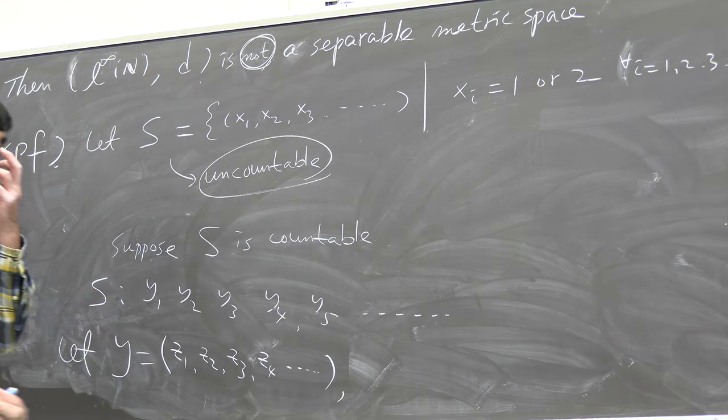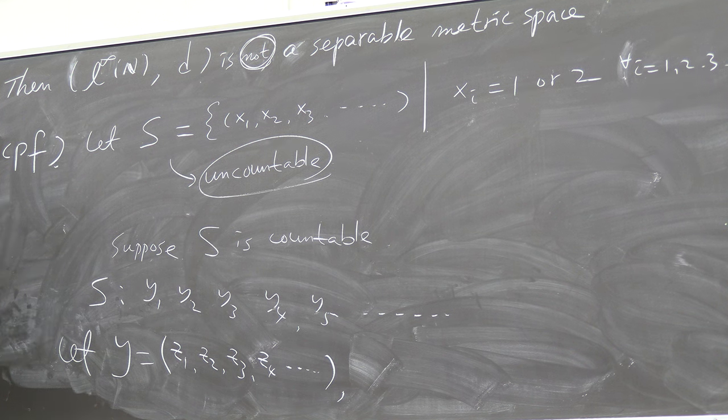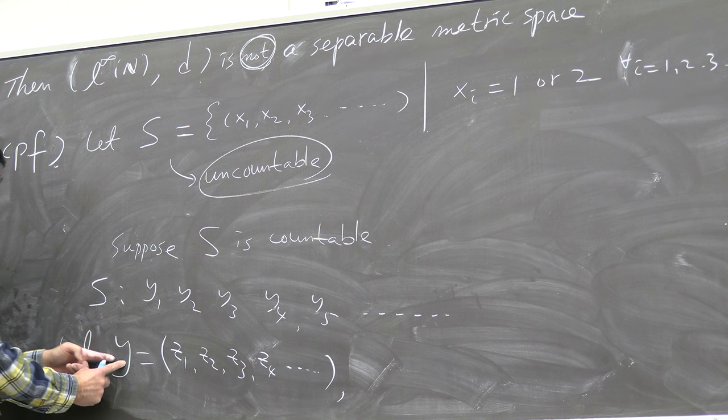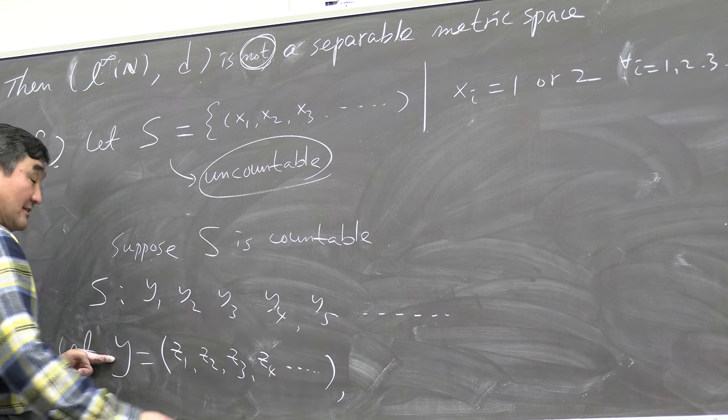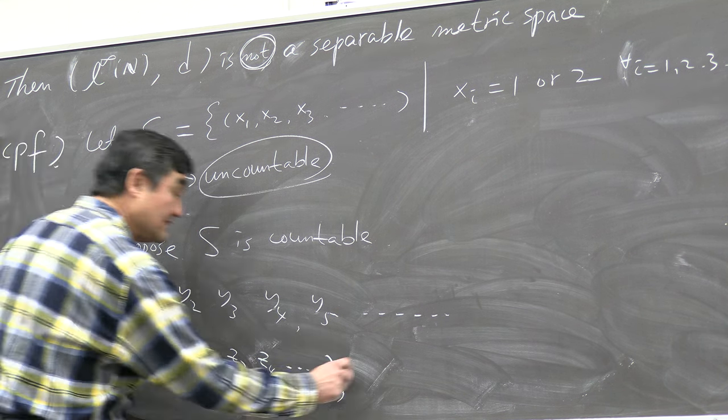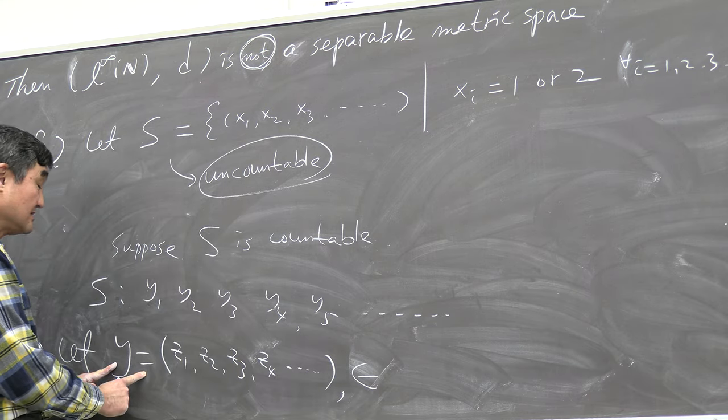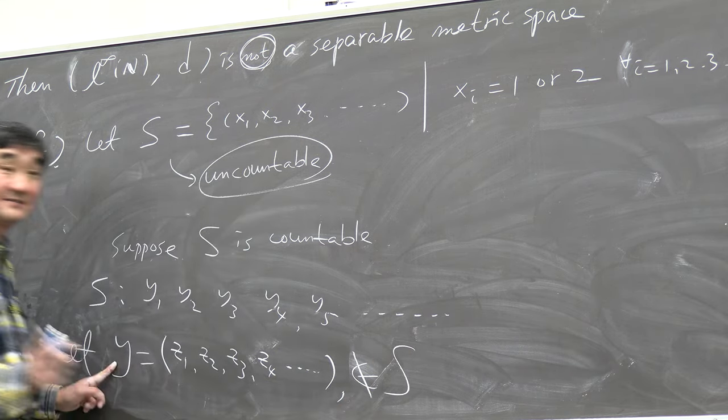Yeah, that's right. So, something like a_ij, you know. Yeah, you understand what I mean, right? If we construct the sequence y in that fashion, and then what? What has happened to y? I don't believe this sequence we have just constructed is in S. I don't think so, right?